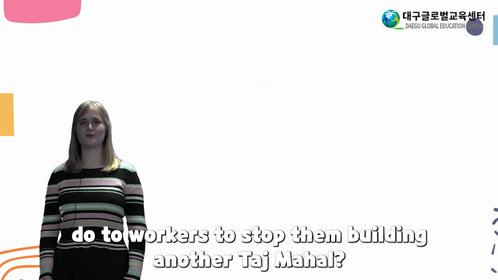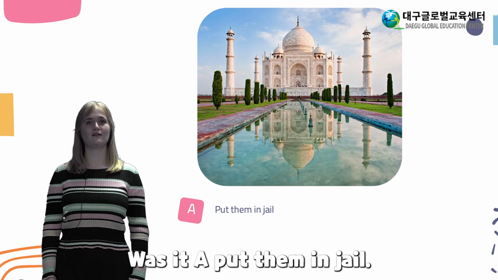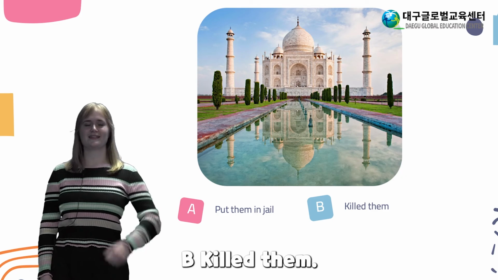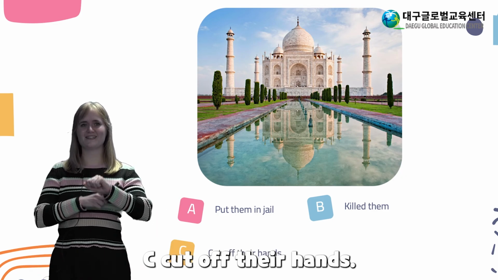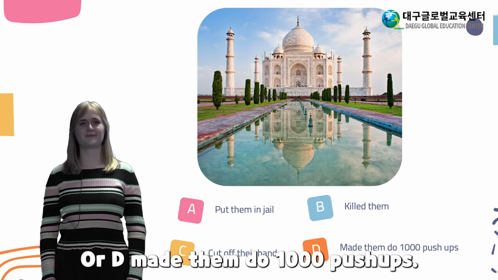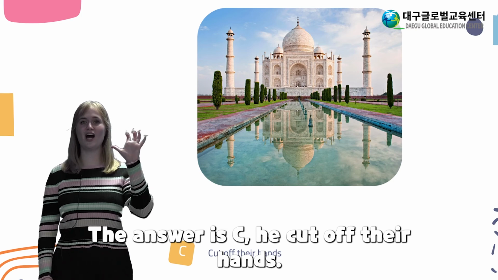What did the emperor do to workers to stop them building another Taj Mahal? Was it A, put them in jail, B, killed them, C, cut off their hands, or D, made them do 1,000 push-ups? The answer is C. He cut off their hands.